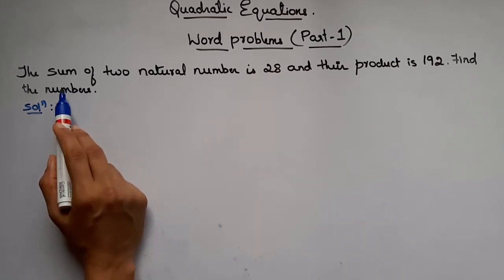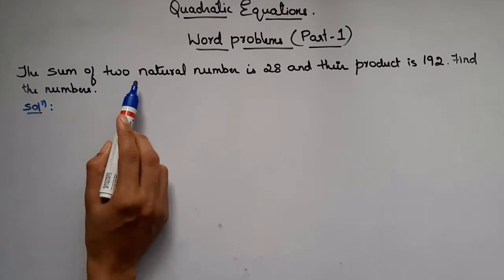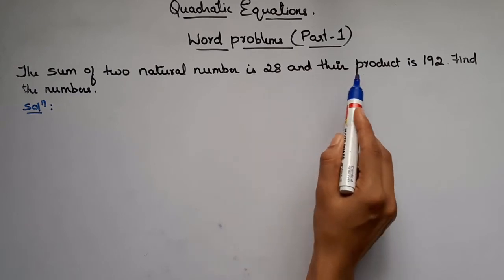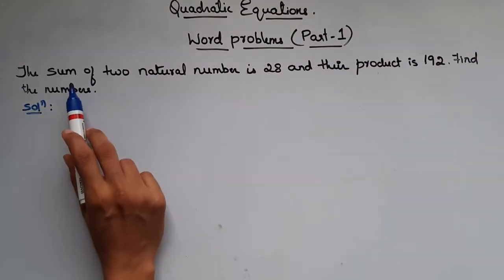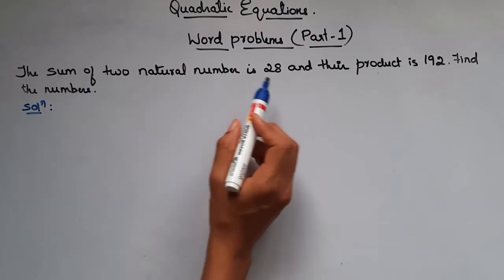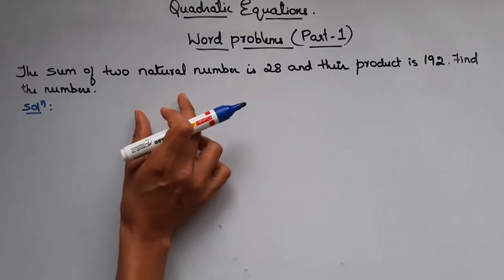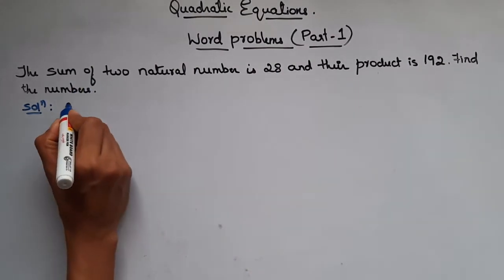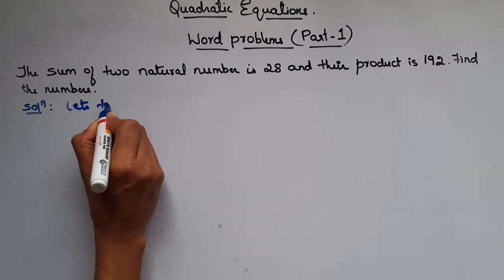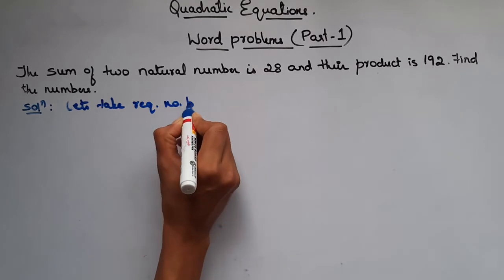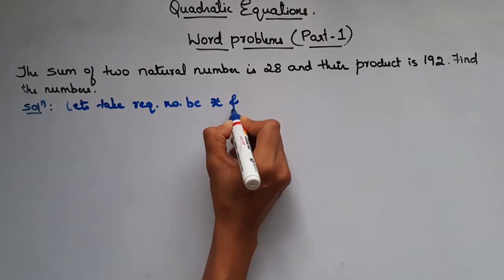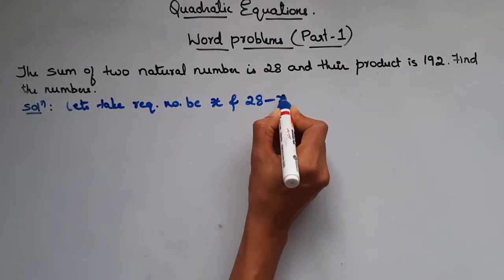Now let's see this problem. It says the sum of two natural numbers is 28 and their product is 192. Find the numbers. So here it says the sum of two natural numbers is 28. So we don't know the two numbers, right? So let's take the required numbers to be x and 28 minus x.